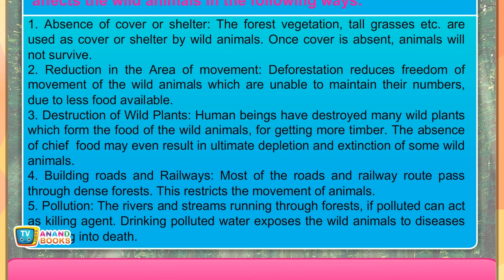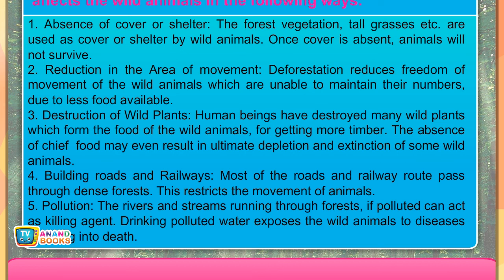Depletion of wildlife due to deforestation. Deforestation affects the wild animals in the following ways. Number 1. Absence of cover or shelter. The forest vegetation, tall grasses, etc. are used as cover or shelter by wild animals. Once cover is absent, animals will not survive.